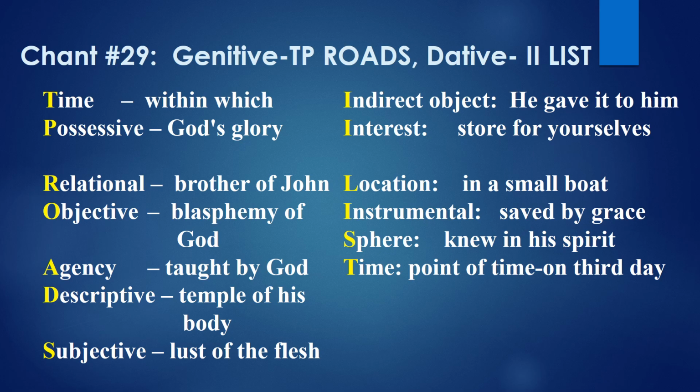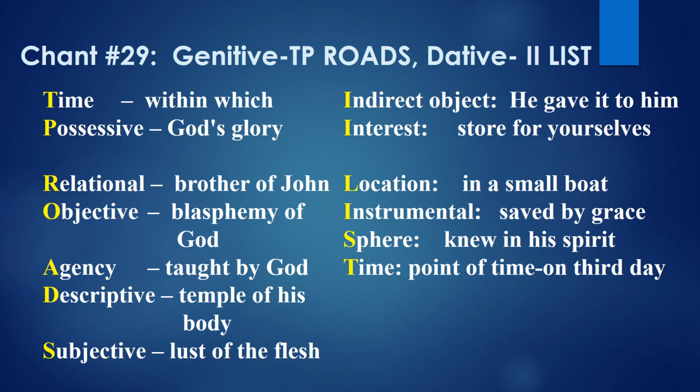Now the dative is I list. I is the normal indirect object. The dative expresses interest. It expresses location within which. It also describes instrumental. And finally, the S and the T is the sphere. And then the dative is used for point of time. Time at which, the point of time.